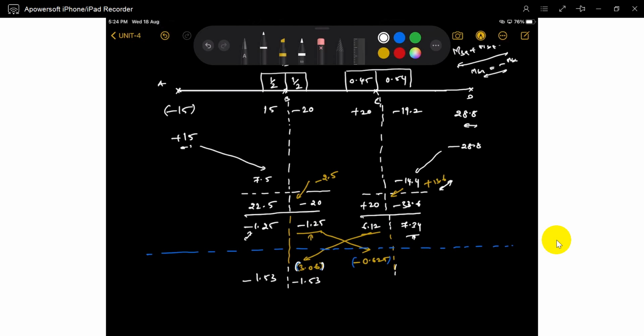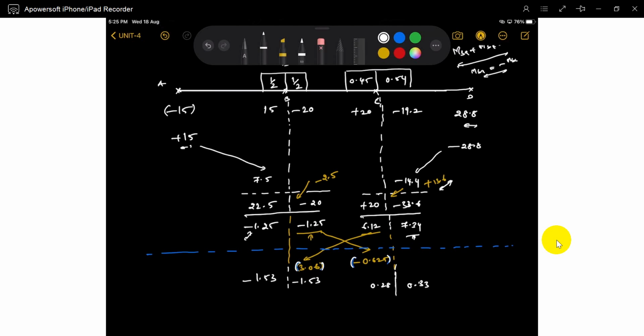Minus 0.625 multiplied with 0.45. It will come 0.28. So it's a negative. It's unbalanced. We have to balance it. We have to maintain it. So we apply a positive 0.28. So this much is remaining. 0.625 multiplied with 0.54. It's 0.33.